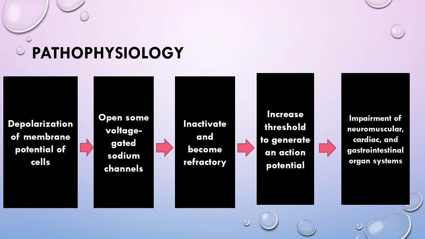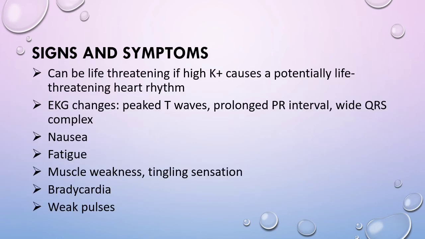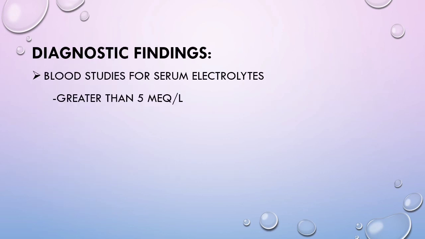The signs and symptoms. It can be life-threatening if potassium causes a potentially life-threatening heart rhythm. The EKG changes with peak T waves, prolonged PR interval, wide QRS complex. Other signs and symptoms include nausea, fatigue, muscle weakness, tingling sensation, bradycardia, and weak pulse. Diagnostic finding includes blood studies for serum electrolyte wherein it is greater than 5 mg per liter.